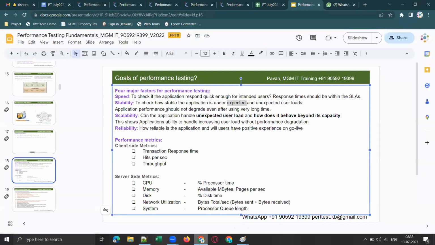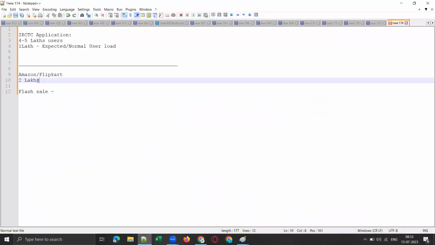So stability means to check how stable the application is under expected and unexpected user load, right? And what is scalability? Scalability means can the application handle unexpected user load and how does it behave beyond its capacity? Suppose your Amazon application capacity is 2 lakhs, but whenever there is a flash sale or big billion sale, let's assume there are 3 lakh or 4 lakh users trying to access the application.